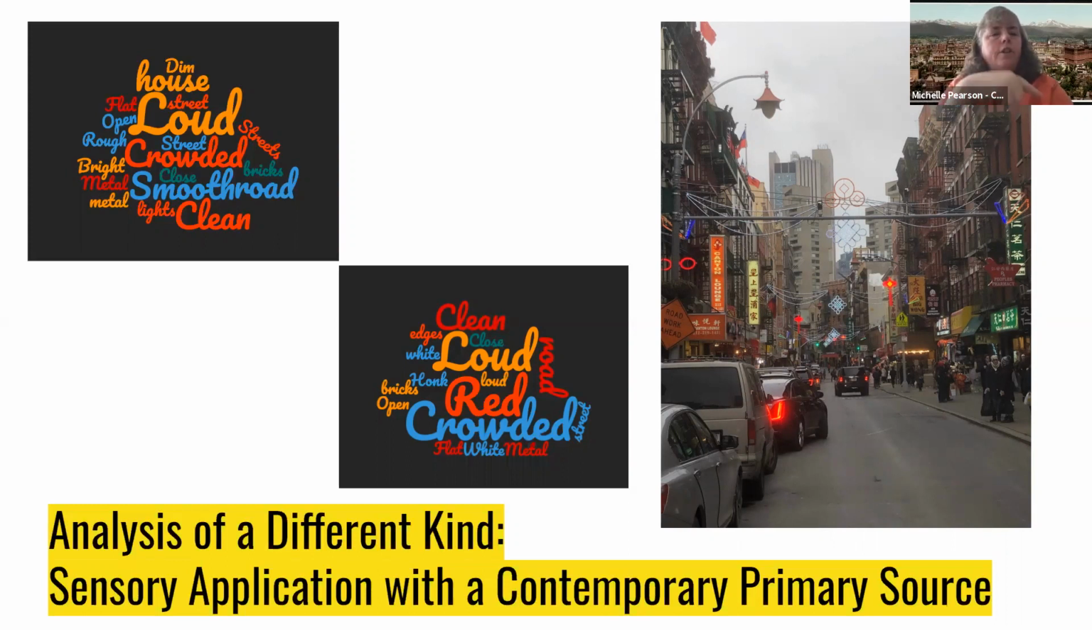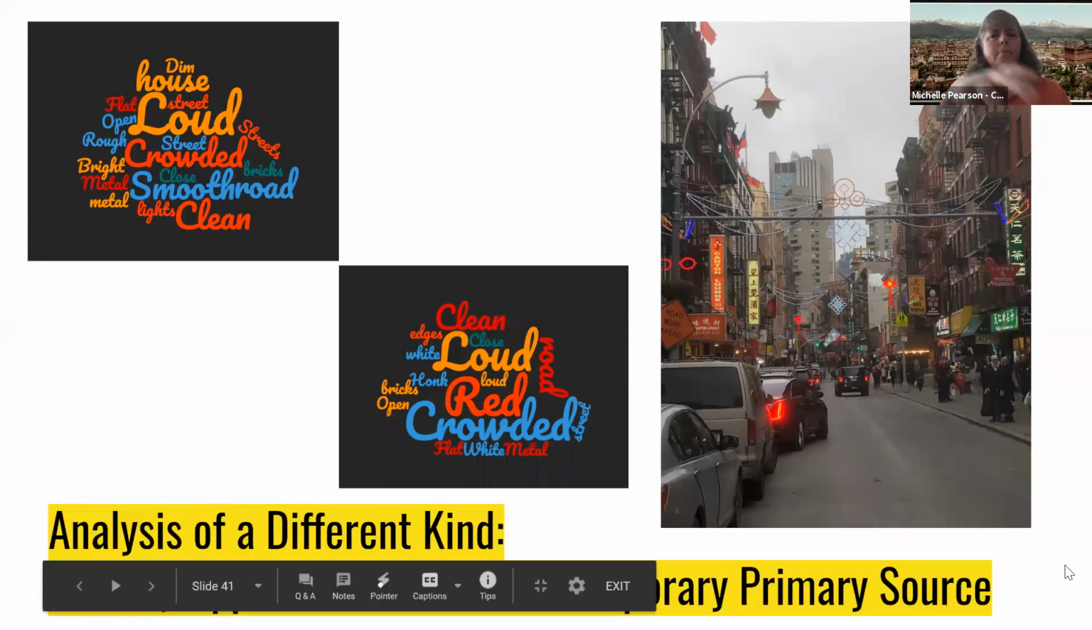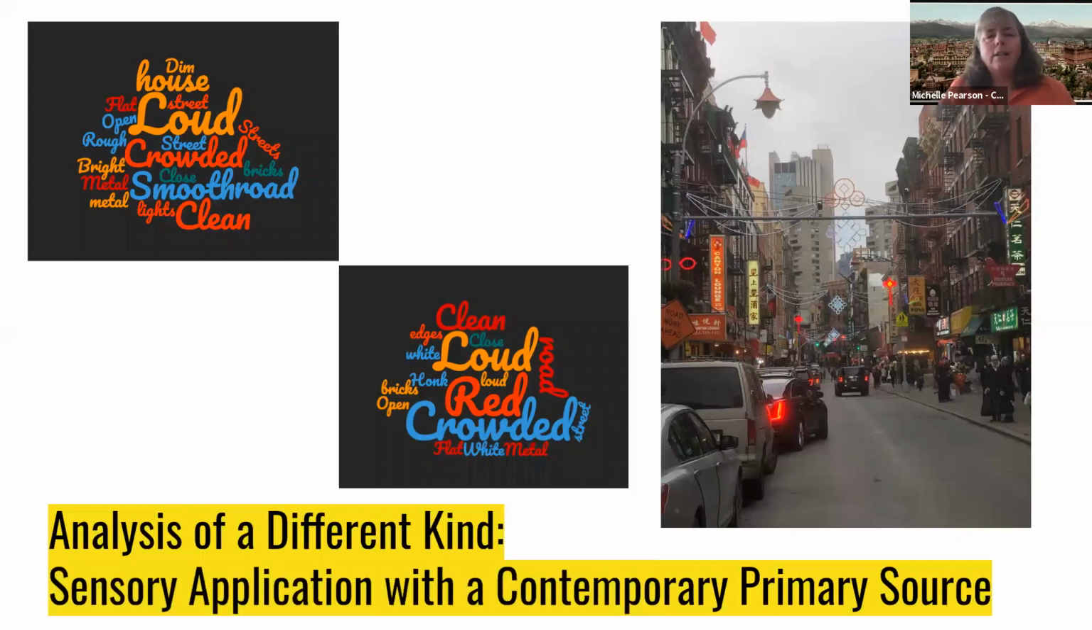And some of the different things that came out, these are two different classes. I wanted you to see some of the different words they were using. Some of the same terms came out from the older photo, but we started seeing here dim, red, bright light. Some of those things didn't come out in the black and white photo. And of course, that's because this is colorized, right?